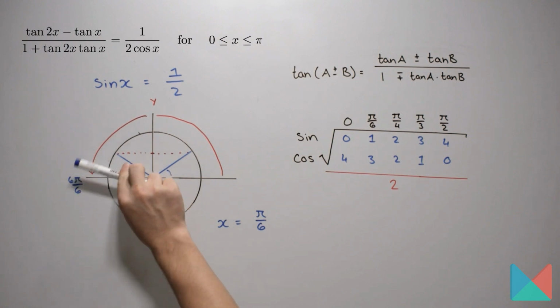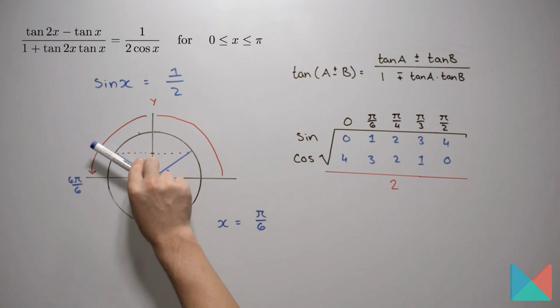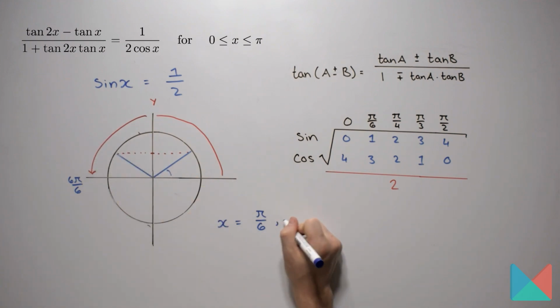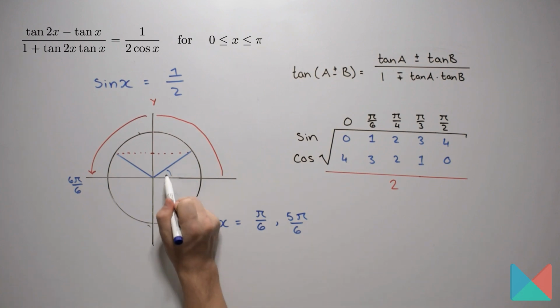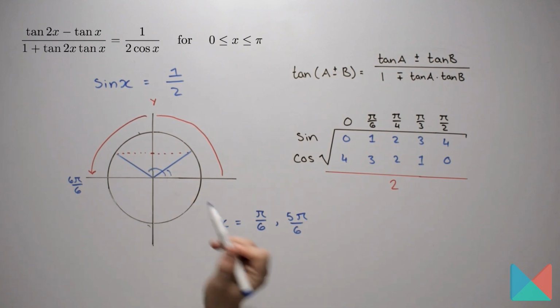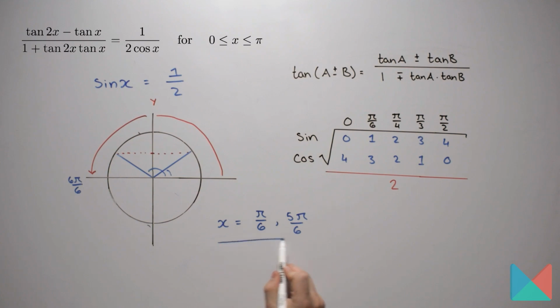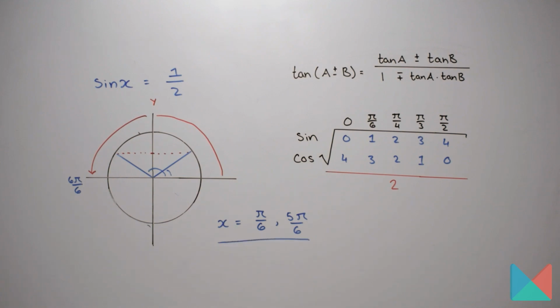And if we subtract pi on 6 radians, we get to this angle, which is going to be 6 pi on 6, subtract pi on 6. This is going to be 5 pi on 6 radians. So our angle here will be 5 pi on 6 radians. So our two solutions for x that satisfy the expression above between 0 and pi radians are pi on 6 and 5 pi on 6 radians.